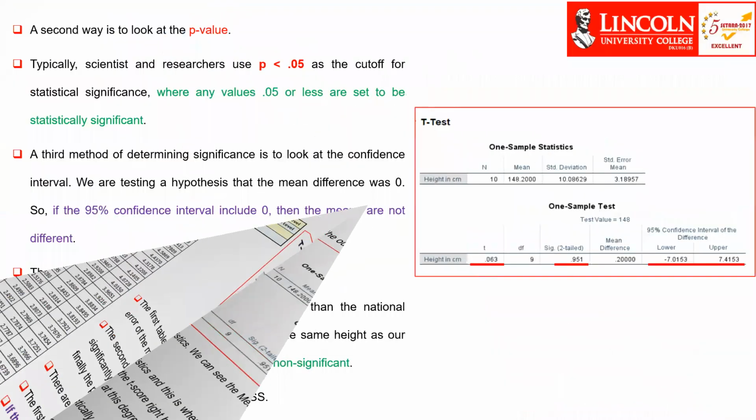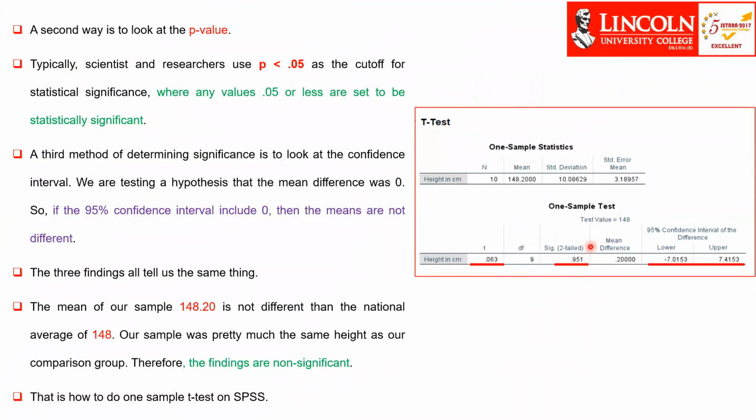The second method is to look at the p-value, which you get under your significance column, which is 0.951. So you compare this with 0.05, which is the cutoff for statistical significance that most researchers use, where any value of 0.05 or less is said to be statistically significant. But in this case, this value is larger than 0.05. So this is not statistically significant.